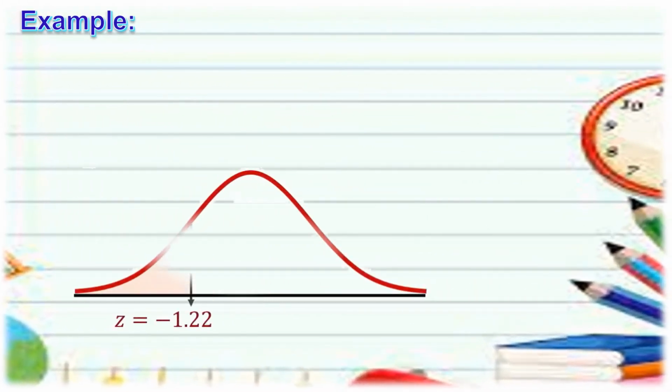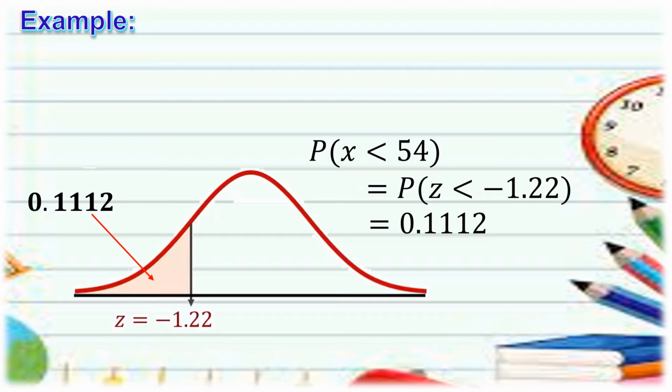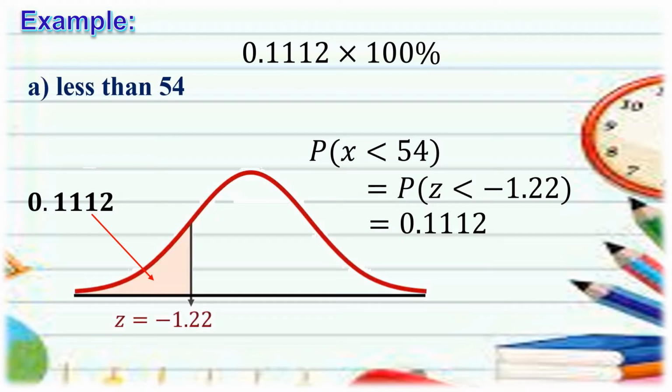So let us have this normal curve. Here, it means that the area of this region is equal to 0.1112. Since we are going to find the probability of x less than 54, we are going to find the probability of z less than negative 1.22, which is equal to 0.1112. Since we are going to find the percent, we multiply it by 100%. So the percent of scores less than 54 is equal to 11.12%.